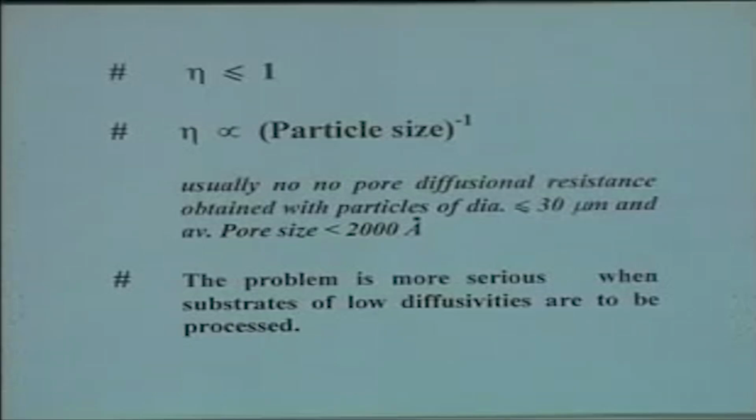Now, this effectiveness factor essentially has a number of characteristics. One is that in most cases the effectiveness factor will be less than or equal to 1, because the presence of pore diffusional limitations will always reduce the substrate concentration in the particle, and therefore, the substrate concentration at which the reaction actually takes place in the particle will be less than that in the bulk or at the surface, and therefore, the effectiveness factor will be less than or equal to 1.